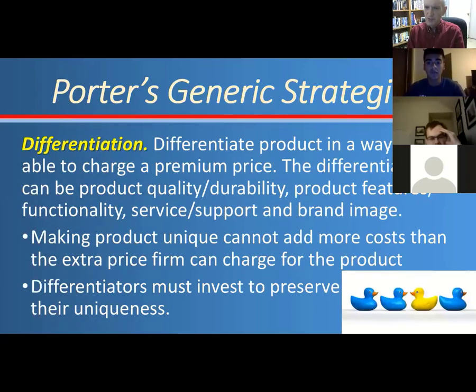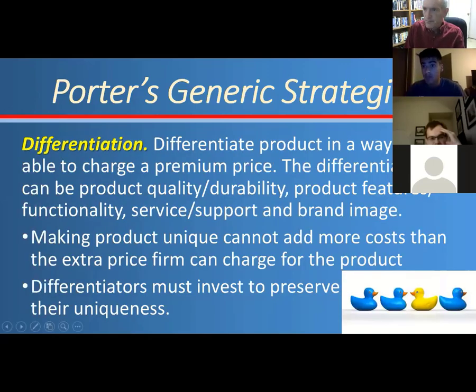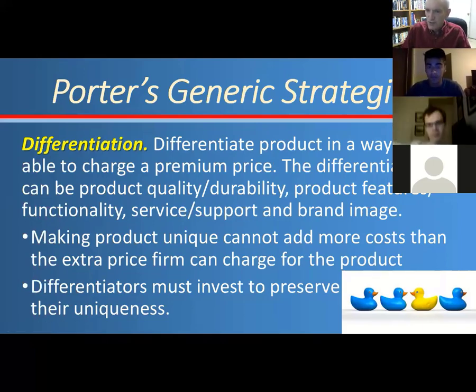Okay, differentiation. What we're looking for here is a way to be able to charge a premium price. So this is key. If your product is differentiated, you should be able to charge more for your product. One thing you want to really think about with your company is how much more does it cost to differentiate this product? Those doing Nike, I have good news on Nike.